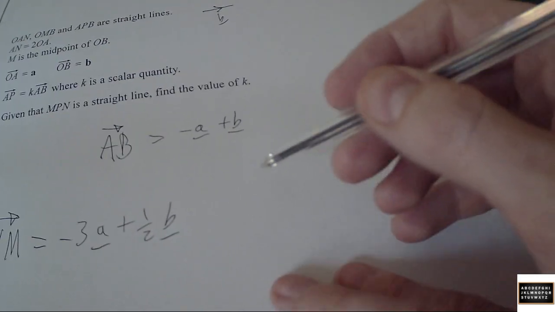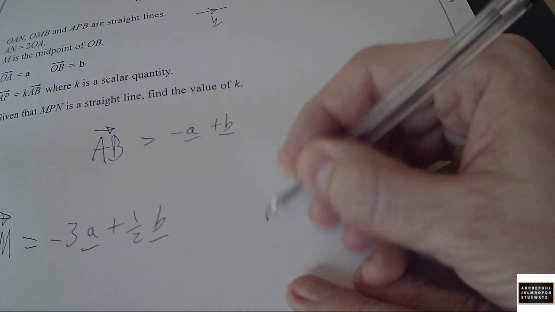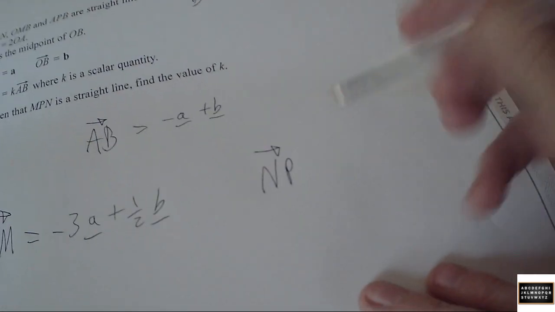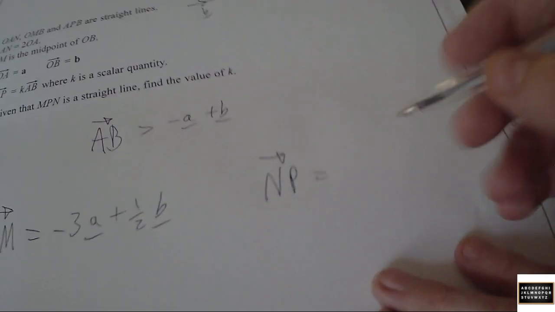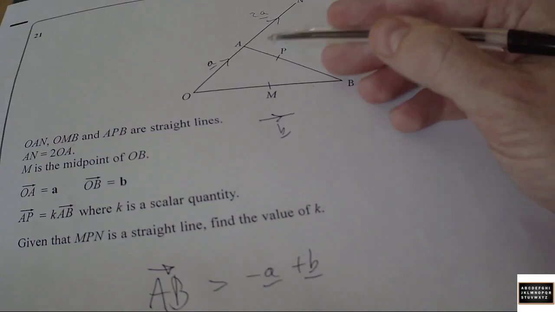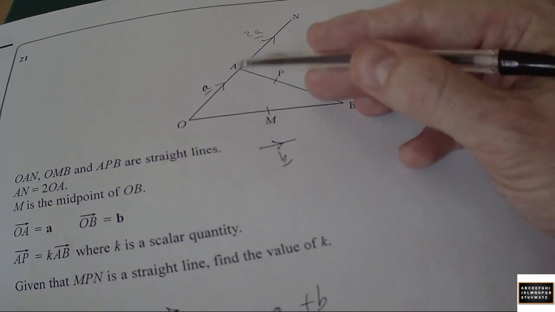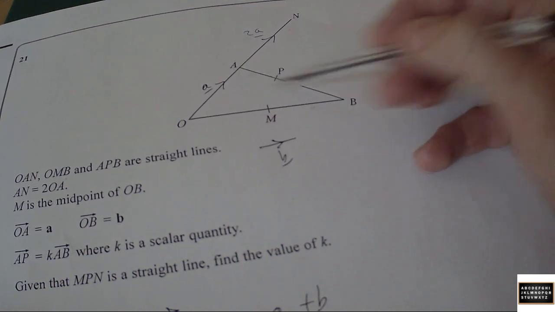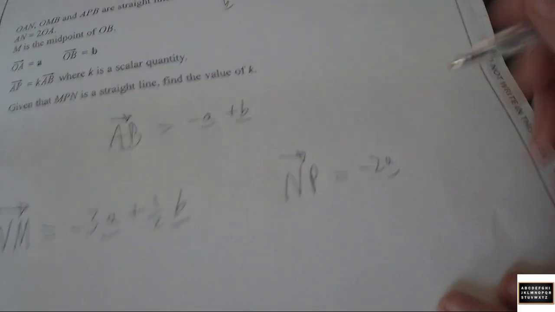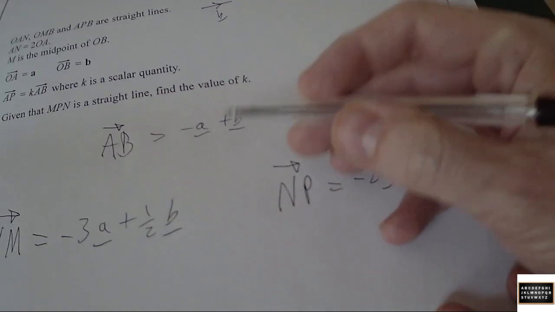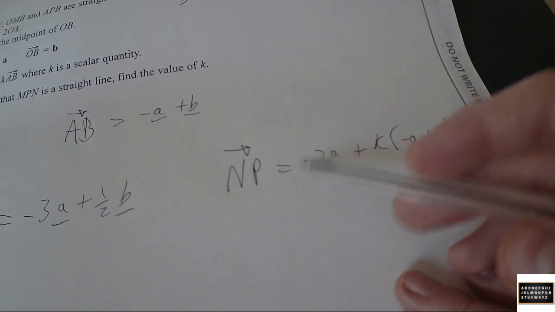We're now going to write a vector expression for N to P. So that's this bit here, from there to there, N to P. What's that? Well, it's minus 2a again. It starts in the same way, so minus 2a from there to there. Just to show you that real quick. So minus 2a, and then the k multiple of AB. To get from A to P is going to be k lots of this vector that we wrote earlier, minus a plus b, this vector from here. So that's how you get from N to P. It's quite a fiddly little thing.